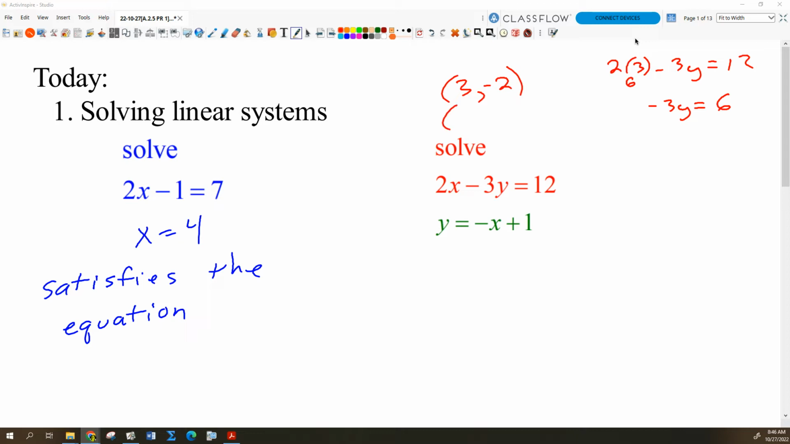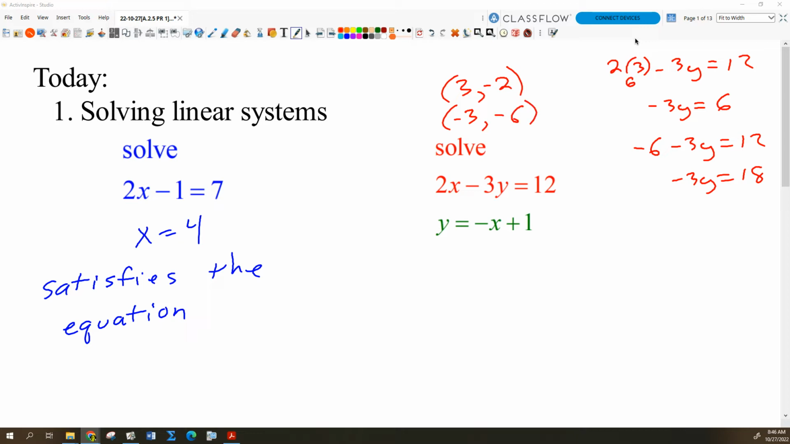Like what if I pick x equals -3? Well, what happens then? If x is -3, I get 2 times -3 is -6, minus 3y equals 12. Now to solve for y, what would I have to do? Isolate the y. Good. So I'd add this 6 to this side and get -3y equals 18. So what would y equal this time? -6.